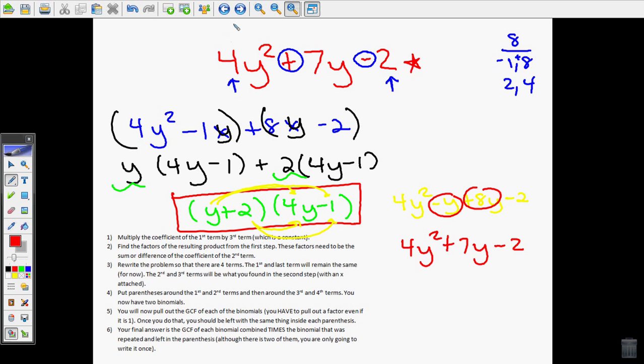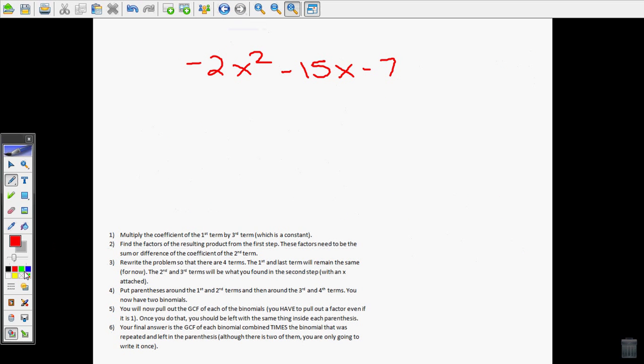Now, there is one time that things get a little bit tricky, and that's if you have a negative sign in the very front. So what you want to do is pull the negative sign out, so that leaves me with 2x squared plus 15x plus 7. Because remember, if I were to distribute this negative sign throughout this problem, that would change those to negatives inside. So I pulled the negative sign out, and we're going to just set that off to the side, okay? And now this is the problem that we're going to factor.